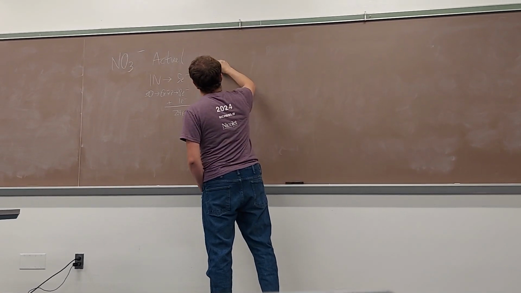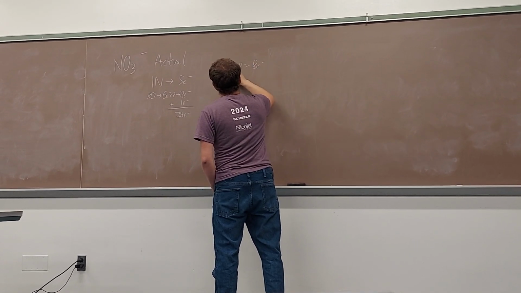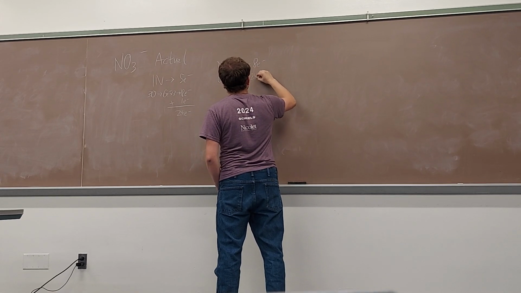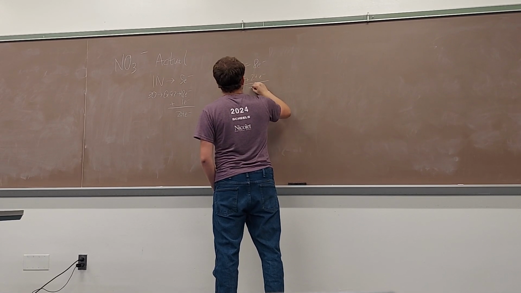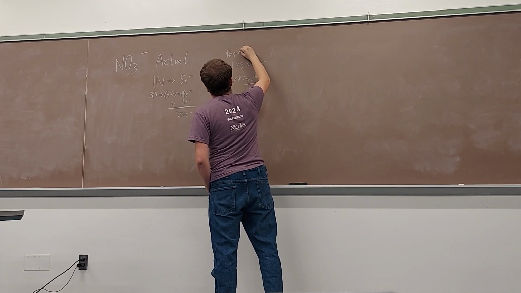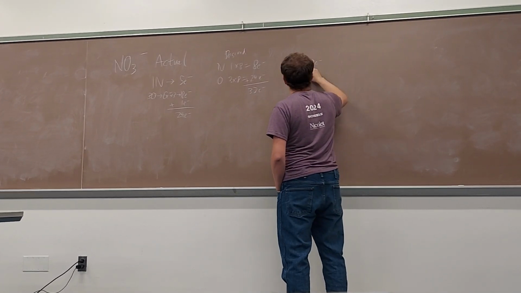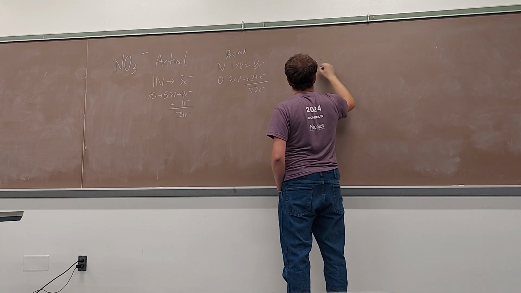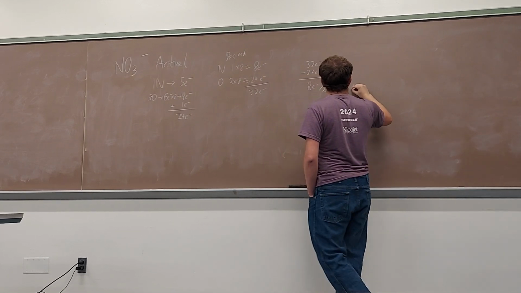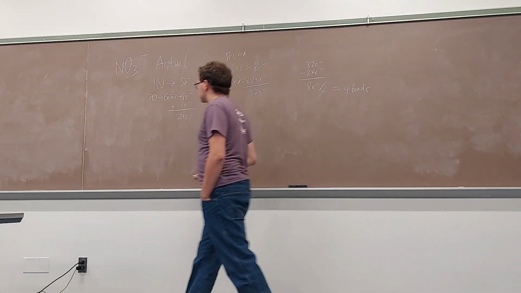Now, the N needs 8 electrons, and each of the O's needs 8 electrons. So this means we need 32 electrons. This is our desired, right? Now if we take 32 electrons minus 24 electrons, we get 8 electrons, divided by 2. We have 4 bonds in this molecule. Okay, well let's try to draw it.